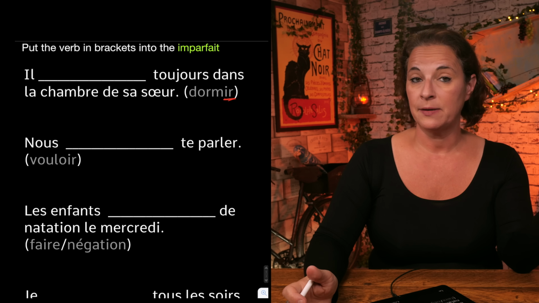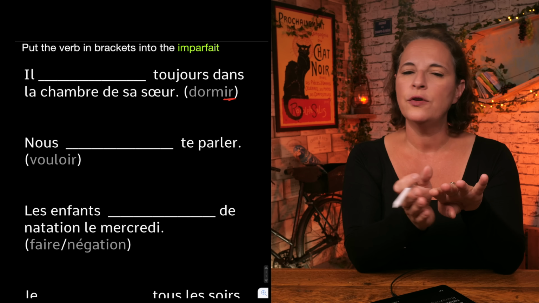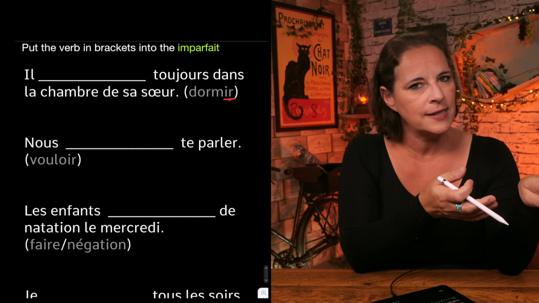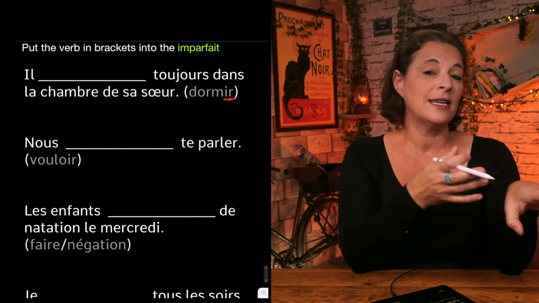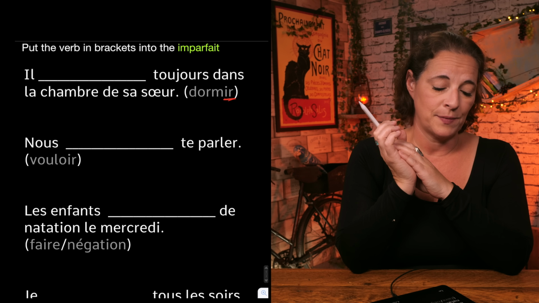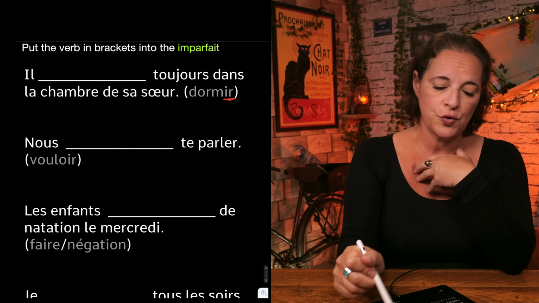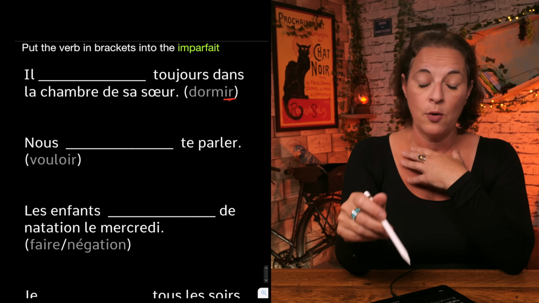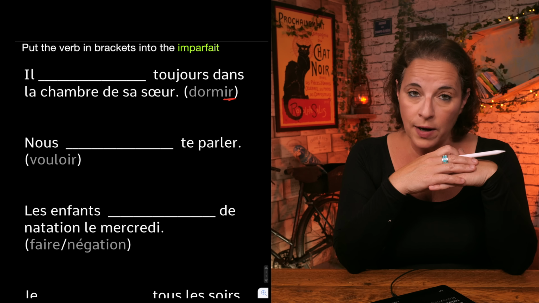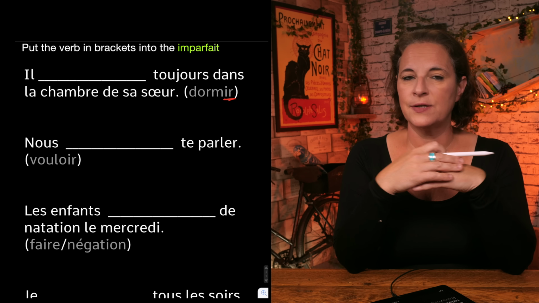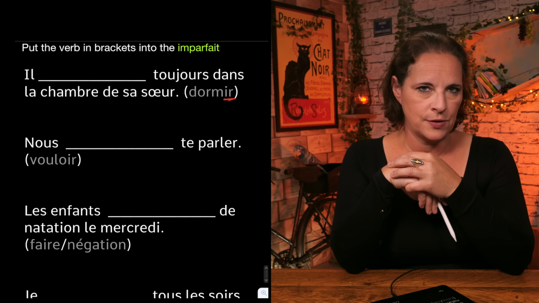You've got IR verbs that belong to the second group and some that belong to the third group. Again, learn the second group's IR because there's not that many of them useful to learn, okay? And then you can imagine that the rest will be third groups. So, il dormir, so to sleep, toujours dans la chambre de sa sœur. So, we want to say, he used to sleep or he was sleeping always in his sister's chamber, I mean bedroom, okay? How do you say he used to sleep?